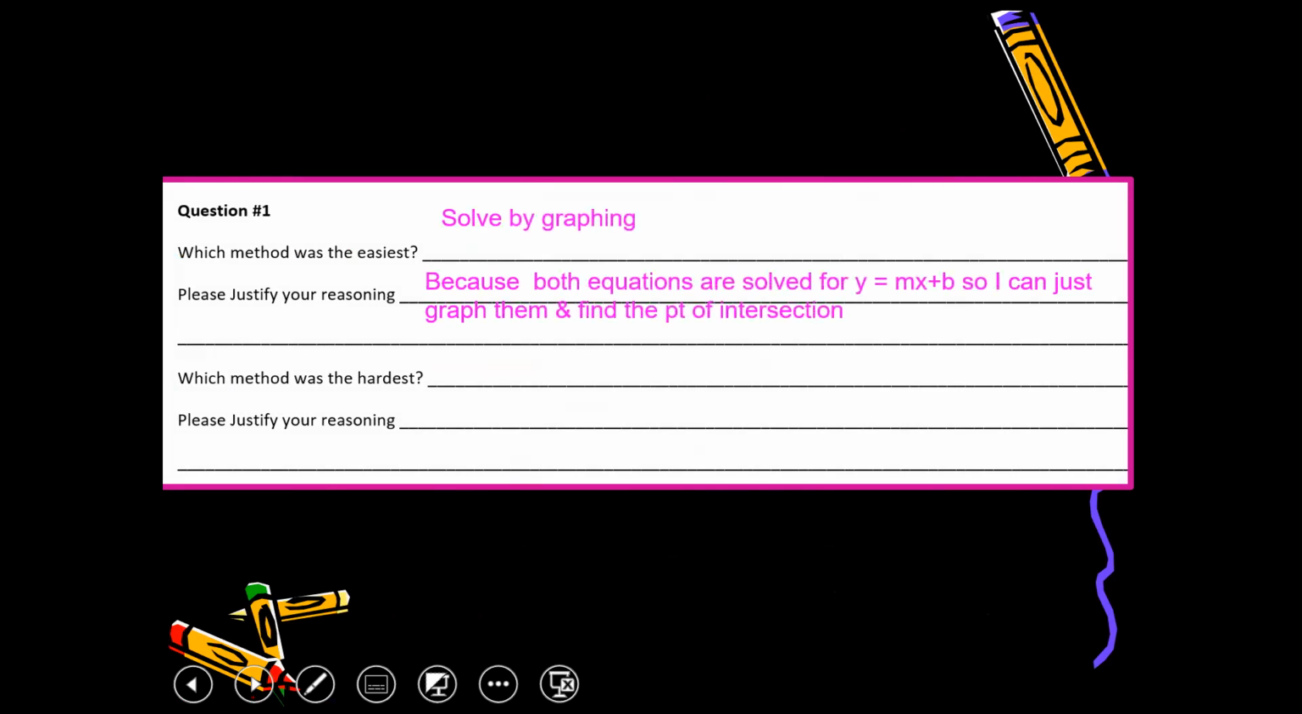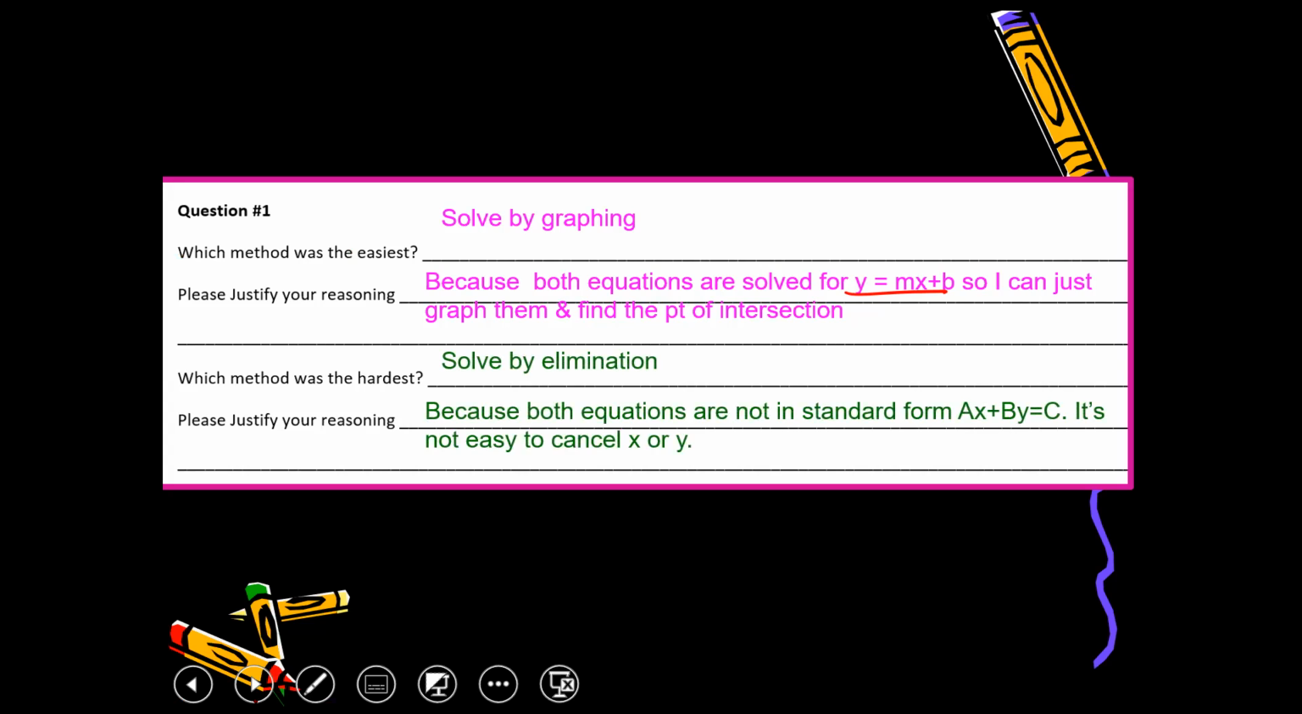Here are my responses. I said solve by graphing because both equations are solved for y equals mx plus b, so I can just graph them and find the point of intersection. I think solving by elimination will be the hardest because both equations are not in standard form, which is like this, and it is not easy to cancel on x or y. Let's go on to question number 2.